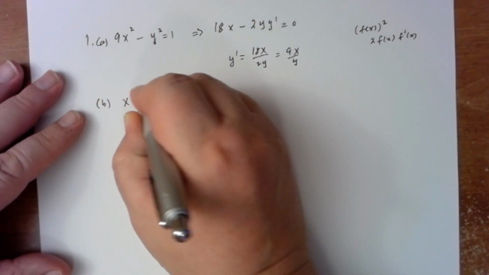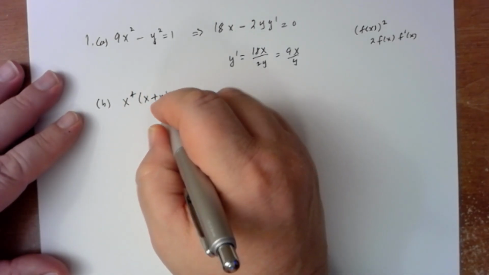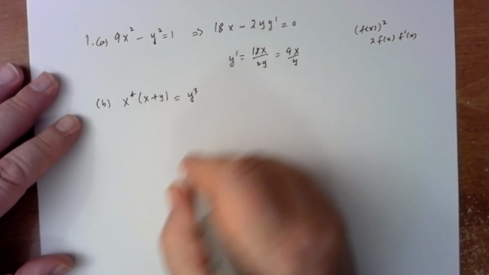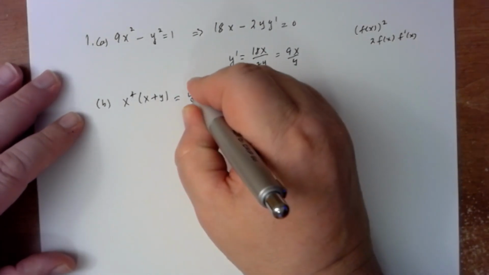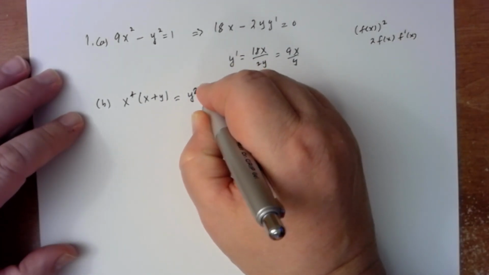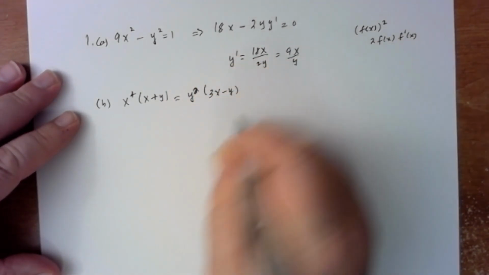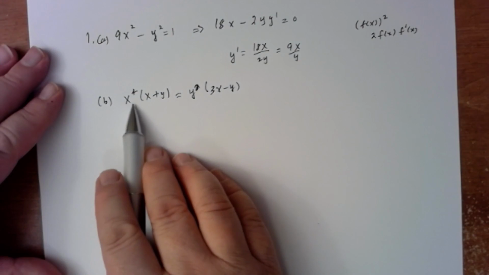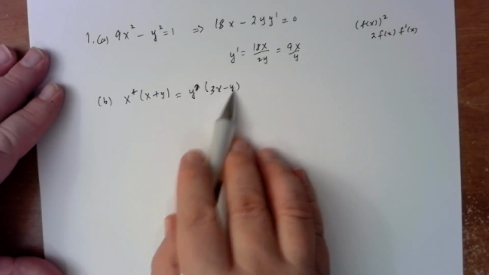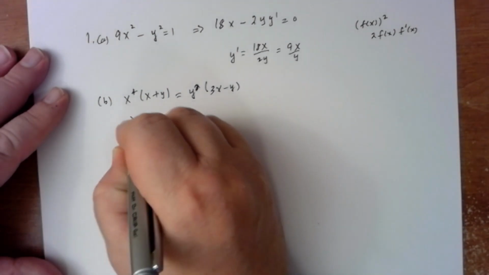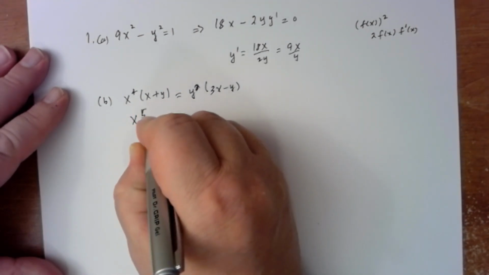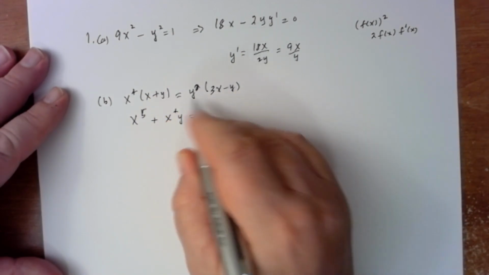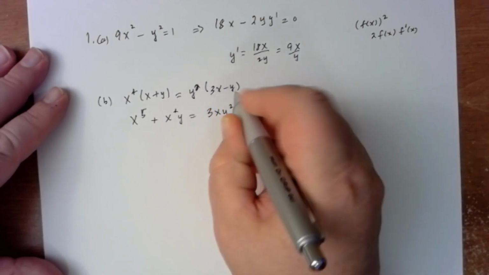x to the fourth times x plus y is equal to y squared times 3x minus y. I did this a couple of ways, and I think probably the most straightforward way is just to go ahead and distribute the x to the fourth in and the y squared in. So let's just go ahead and call that x to the fifth power plus x to the fourth times y is equal to 3xy squared minus y cubed.